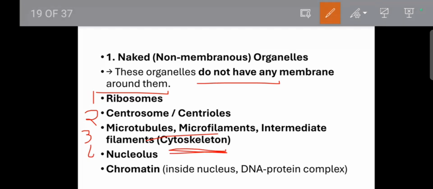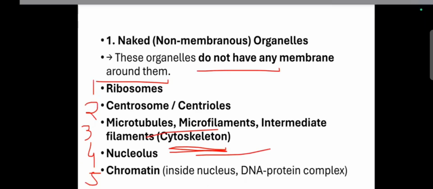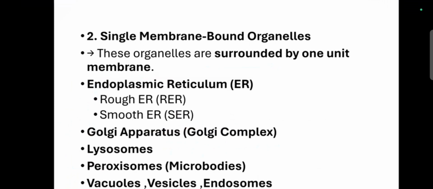The fourth one is the nucleus and the fifth one is the chromatin. So all five: ribosomes, centrosomes or the centrioles, microtubules or microfilament and intermediate filament called the cytoskeleton, the nucleus and the chromatin. These five don't have any membrane around them, so they are called the naked or non-membranous organelles.